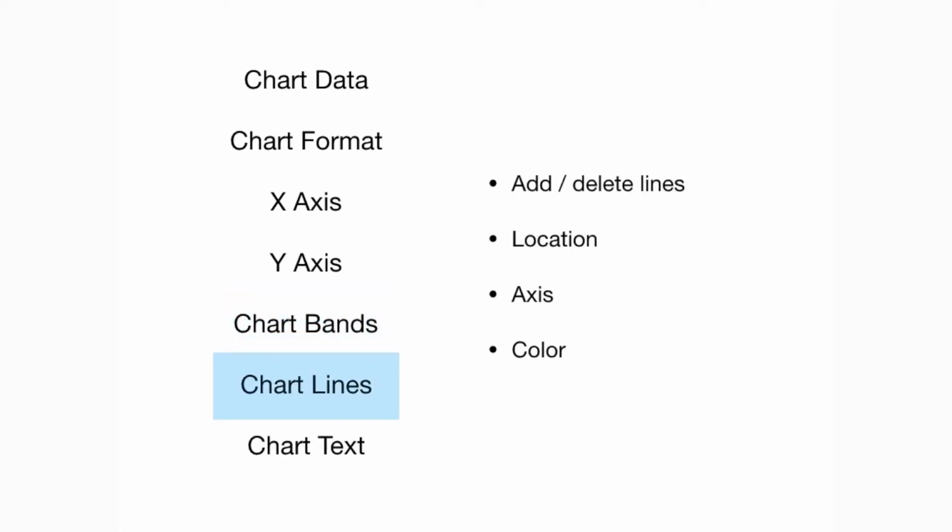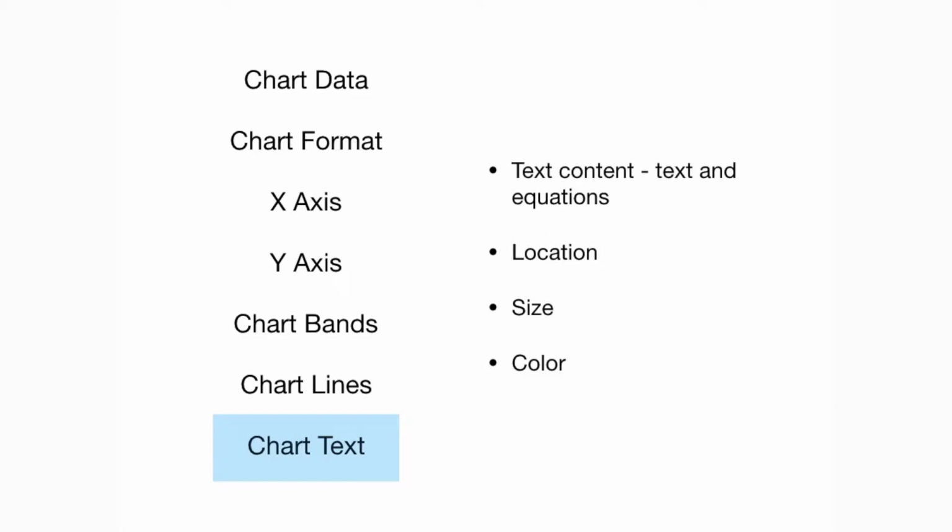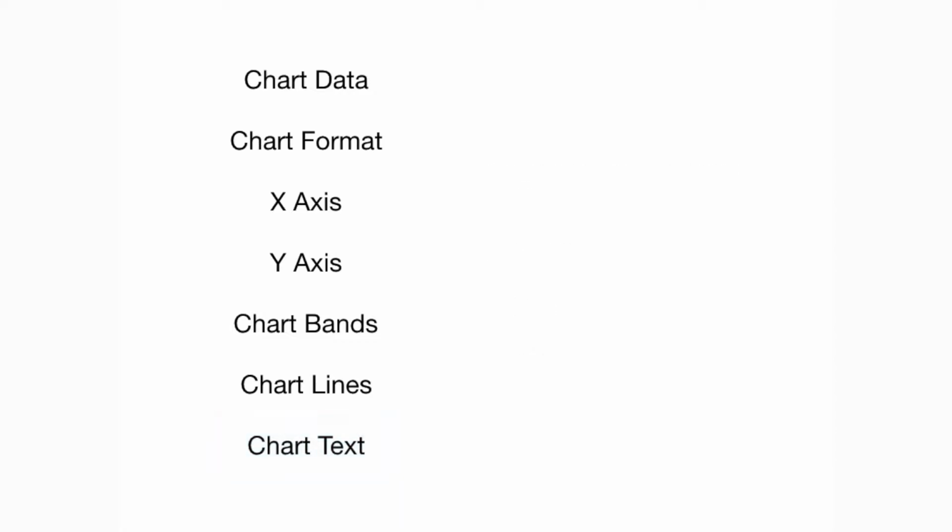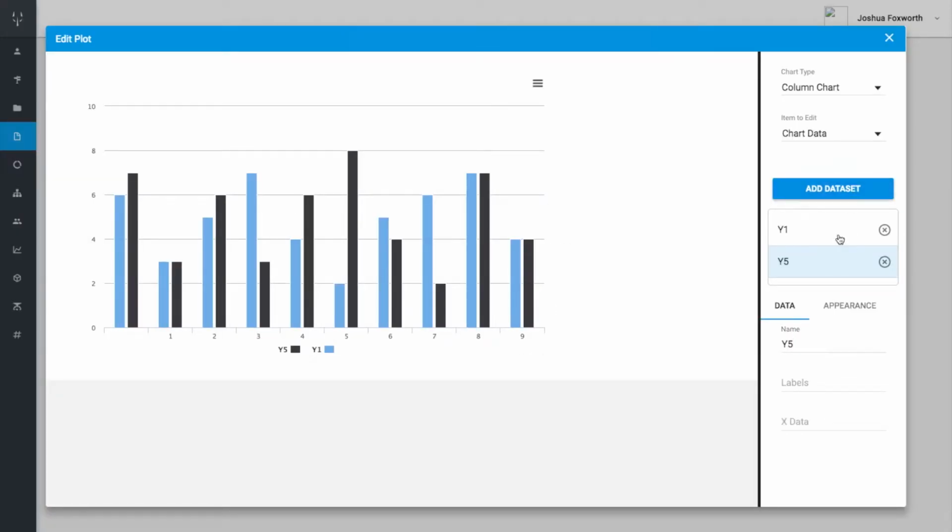The same options pretty much exist for the lines. You're going to see those in just a second. When you're dealing with text, you can change the text and add equations to it, change its location, size, and color. So let's go back to our example and look at some of these options in detail.